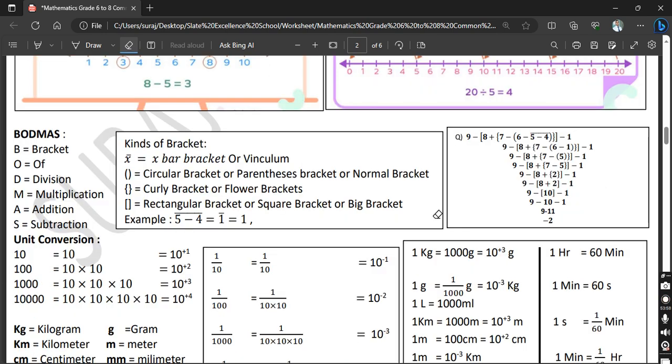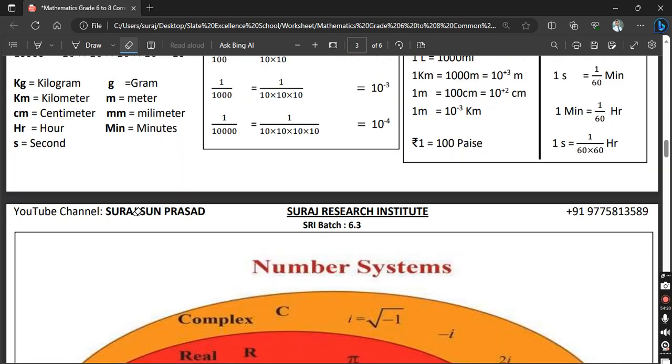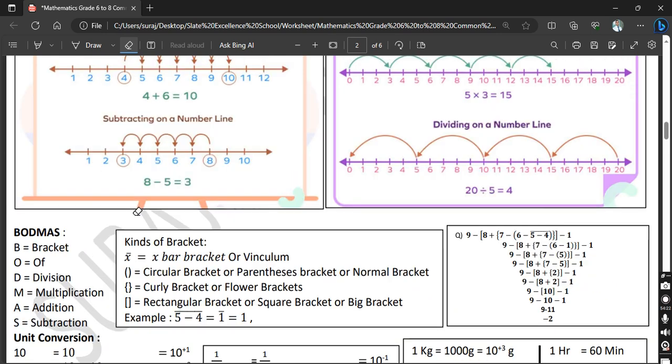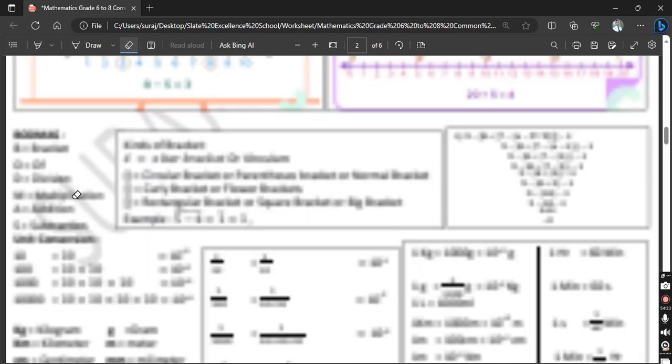Okay, now after that there is a rule that we need to follow, that is BODMAS. Basically we learn BODMAS in the curriculum, but at your level you can understand BODMAS also: bracket, division, multiplication, addition, subtraction. Before starting that, let me explain BODMAS, just go through it.